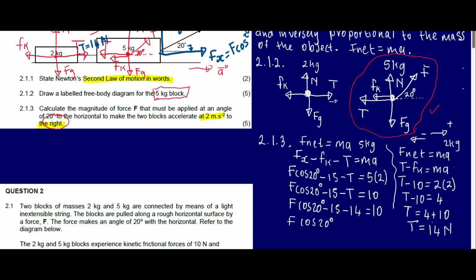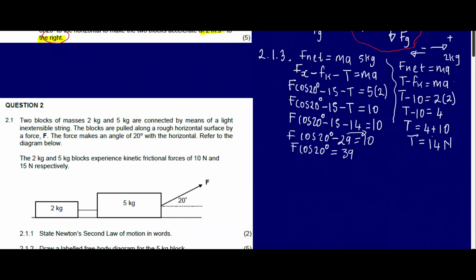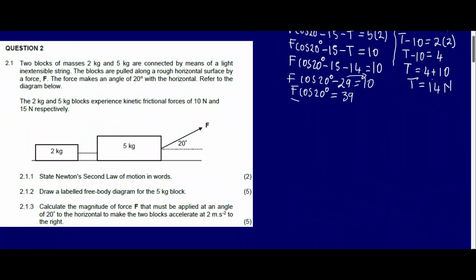Let me use my calculator here. Hold on for a second. So for that one, it's going to be minus 29, right? So obviously we will have to transpose the answer to that side, and when we transpose it, we're going to have F cos 20 degrees equal to 10 plus 29, which is 39.